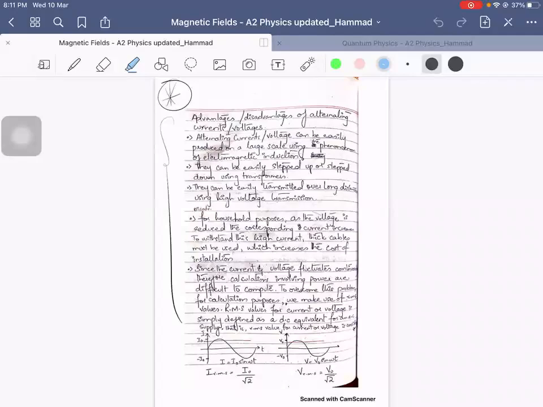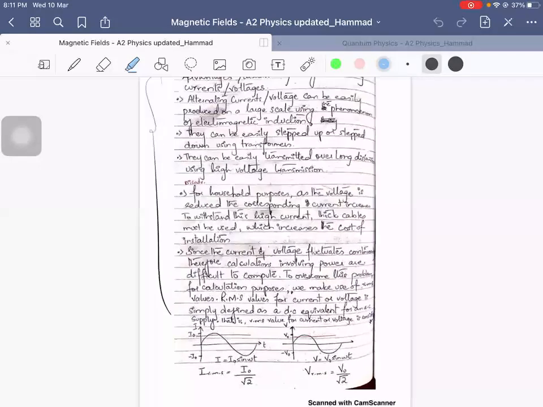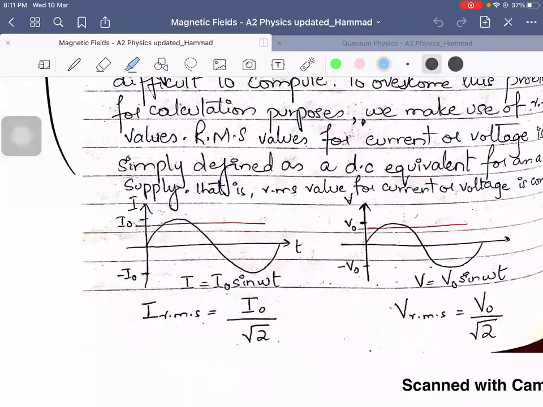Please understand that alternating currents cannot be directly used up. You can't have a fluctuating voltage. So you need to have a DC equivalent, right? That DC equivalent, let's say if I were to talk about current, and this wave is my alternating current wave, I can never use it.